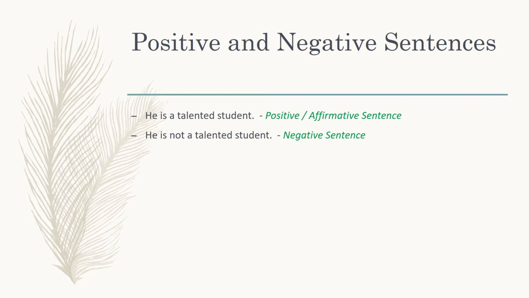So, I hope you have understood what I have taught. So, for a quick recap, we studied what a sentence is, then we studied what a subject and predicate is, a noun phrase and a verb phrase, the types of sentences, assertive or declarative, imperative, interrogative, exclamatory, and then the positive and negative sentences.